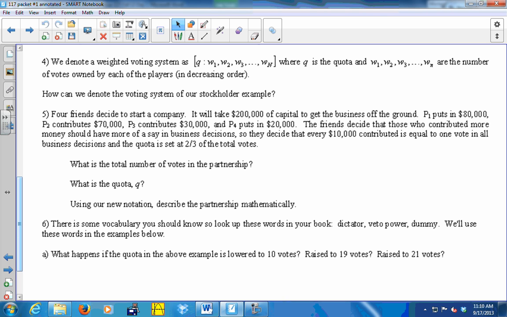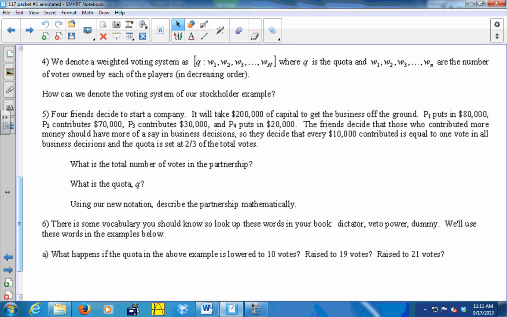And the friends decide that those who contributed more money should have more of a say in business decisions. So they say, okay, every $10,000 you contribute is equal to 1 vote in all business decisions. And the quota is going to be set at 2/3 of the total votes. Okay, so what are the total number of votes in this partnership?